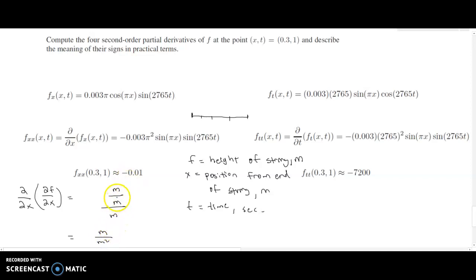Okay, but this is height, right? So meters of height, what we're basically asking for is what's happening to the slope of the string as you go along every meter. So let's draw a picture of this.